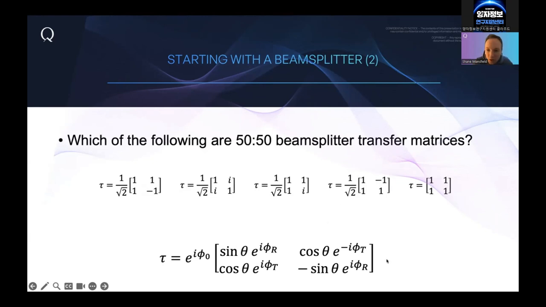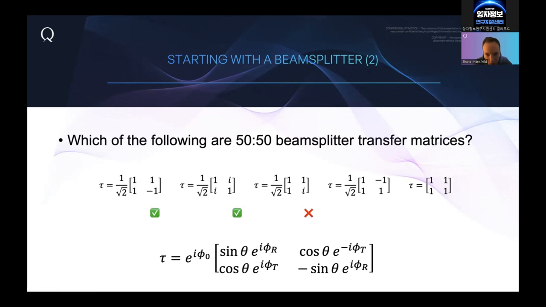So I'll let you think about this for a moment, and we can go through. So the first one certainly matches. So here we just choose theta to be pi over 4. We set the phi zero equals zero, for example, and you can see that with trivial phases, we're going to end up with that matrix. You can look through. You'll also find that you can generate this one. So you'll notice there's a symmetry across the diagonal.